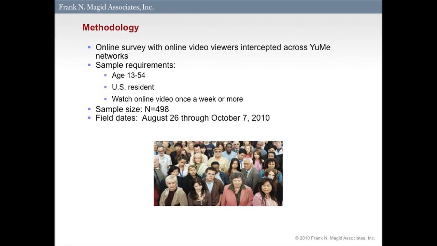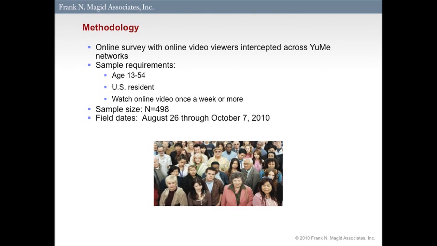The work I'm going to show you was conducted on the YuMe network. We intercepted people randomly across the YuMe network. We limited it to 13 to 54-year-olds, US resident. They had to watch online video at least once a week or more, which was, of course, pretty easy since we intercepted them on the YuMe network where they were watching video. And we fielded this late August through first week in September.